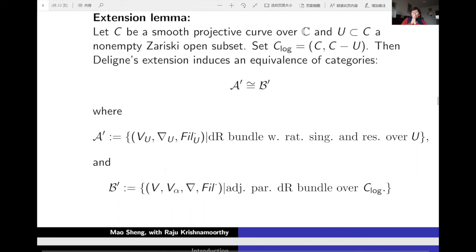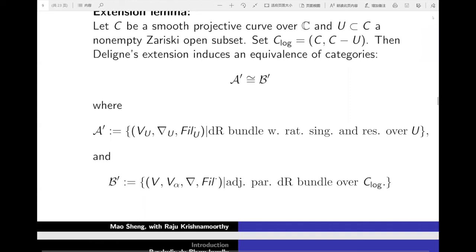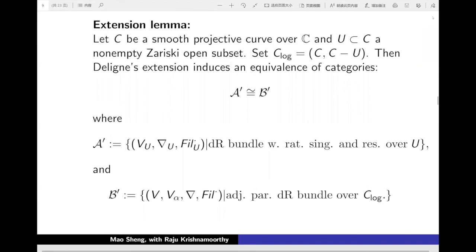Now, corresponding to this data, the extension just gives a way for us to compactify it. So now you get some special parabolic de Rham bundle. Here's an adjusted condition, introduced by Iyer and Simpson. So here's the extension lemma. The only thing is to add this filtration on it. So this is really an obvious generalization of their result, and it just fits into our framework.